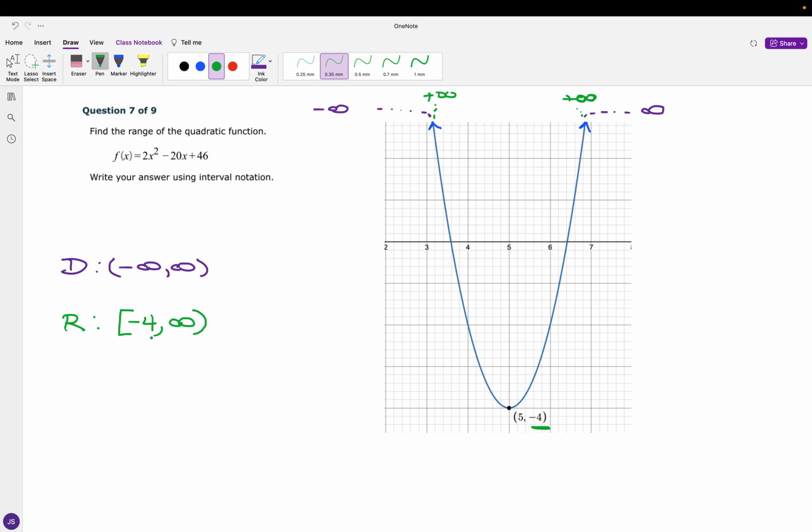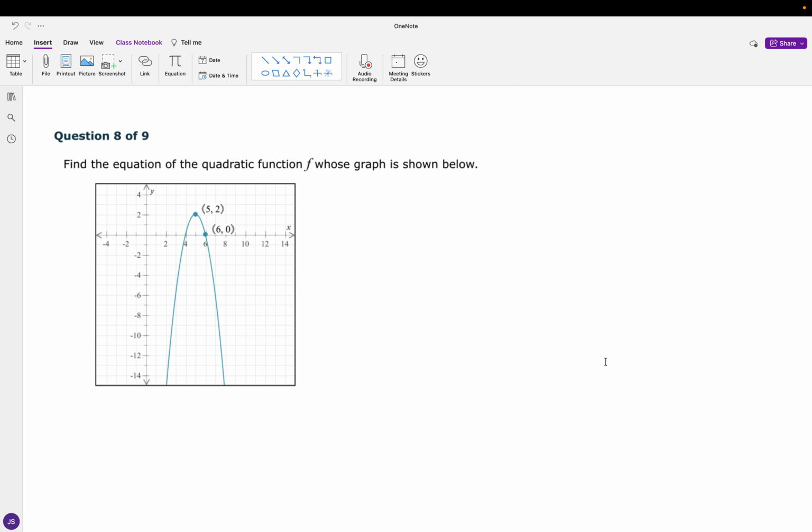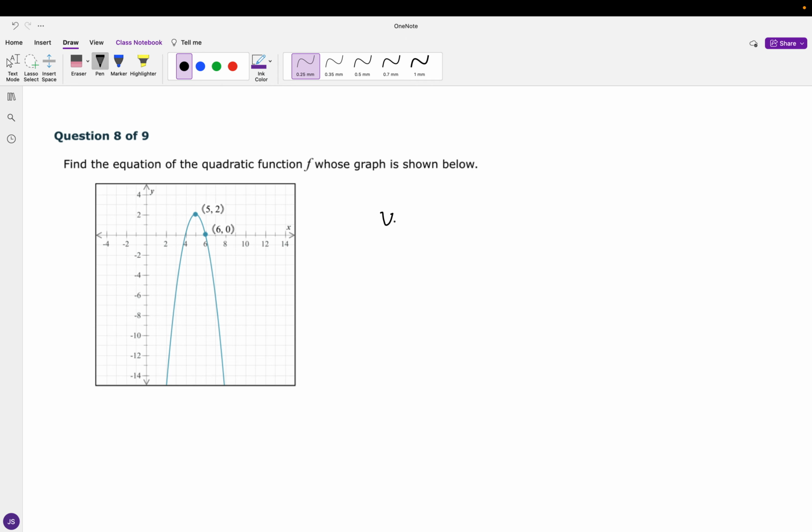So for the range, we have between -4, inclusive, and infinity. All right, for number 8, it says to find the equation of the quadratic function f whose graph is shown below. If you notice, with the graph, our vertex point is the maximum, where we have 5, 2. So just laying the foundation.